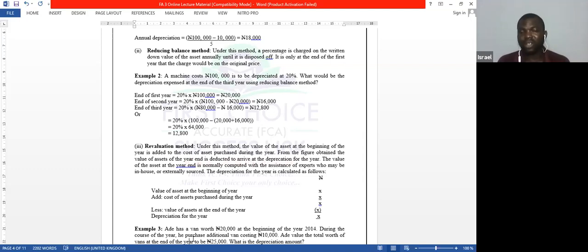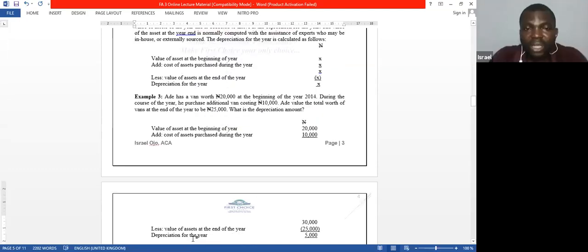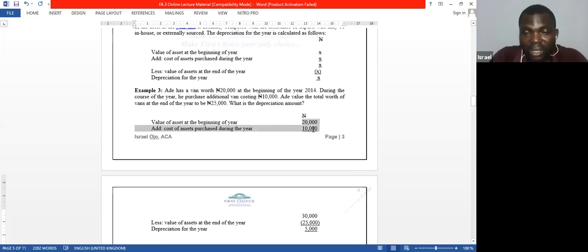So let's look at the example. Ade has a van worth 20,000 at the beginning of the year. That's 2014. During the course of the year, he purchased an additional van costing what? 10,000 naira. So which means the total cost for the vans that he has is what? It is 30,000. That's 20,000 plus 10,000. Ade values the total worth of the vans at the end of the year to be 25,000.